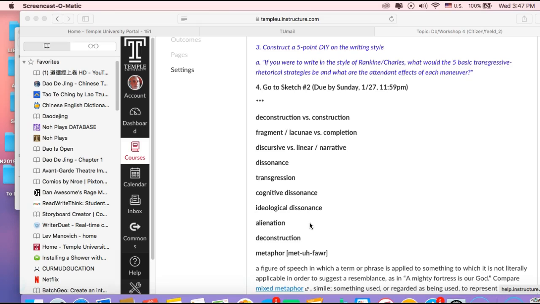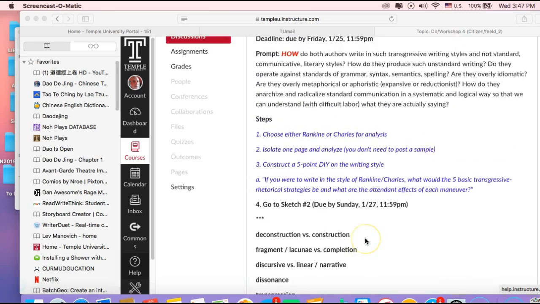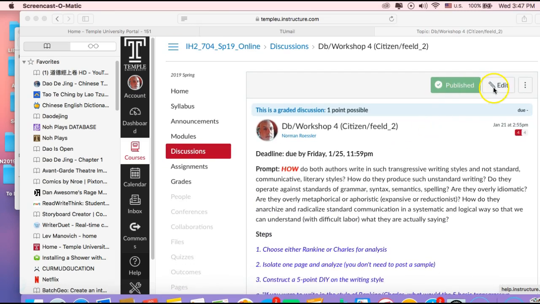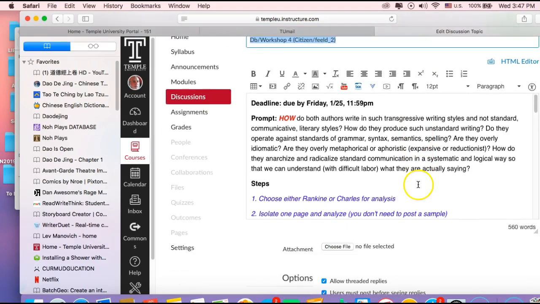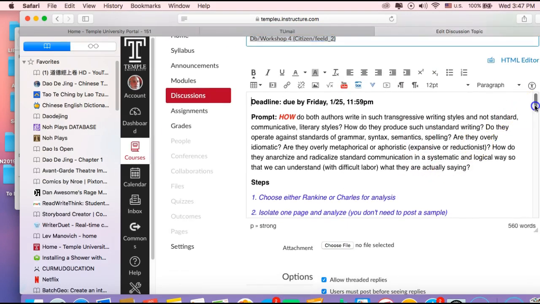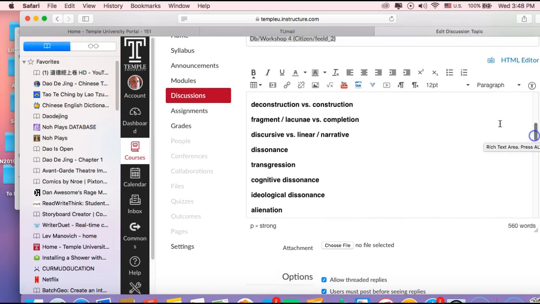Okay, so think about that. How do these authors deconstruct? Fragment or lacuna versus completion. So again, usually we're taught to think about completion. I would add another term here, and I'm going to do a quick edit while I'm thinking about it, right? So along with completion, I would include the idea of closure, okay?